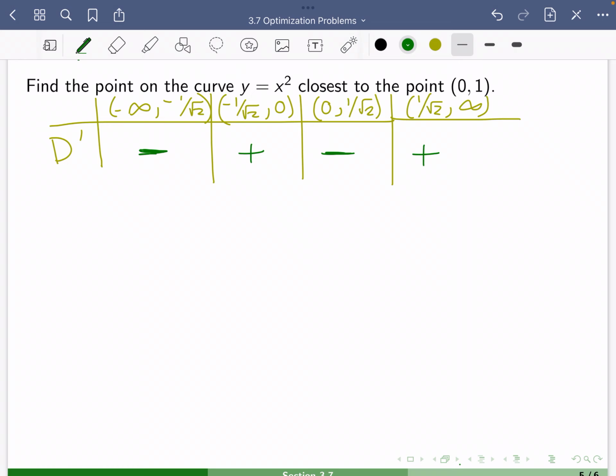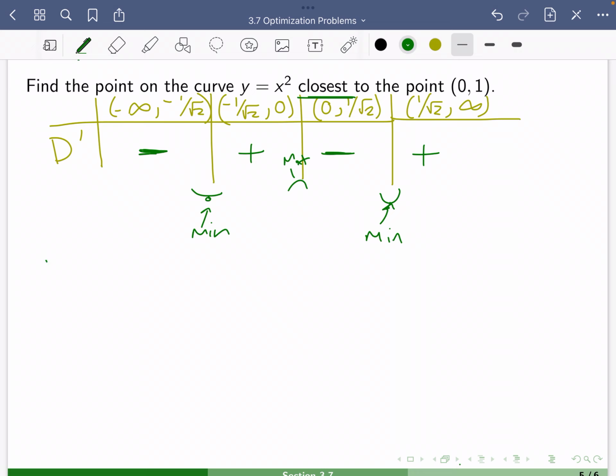So, what does that tell us? Well, right at this point we go from decreasing to increasing, so we must be at a minimum. Here we're increasing to decreasing, so we're at a maximum. Decreasing to increasing, so again we have a minimum. And what are we trying to find? We're trying to find the point that is closest, so the point that minimizes that distance.